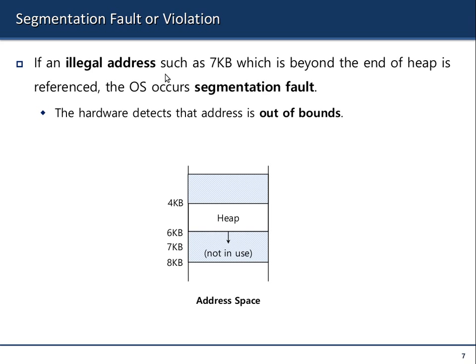Because the operating system will allocate the memory address space for the process. And within that address space, if your program tries to access memory outside that address space, then you'll get a segmentation fault, right? So if an illegal address is 7 KB, which is beyond the end of the heap, the OS traps and the segmentation fault happens, right? And the hardware detects that the address is out of bounds. So I hope you can explain that now to your younger course mates.